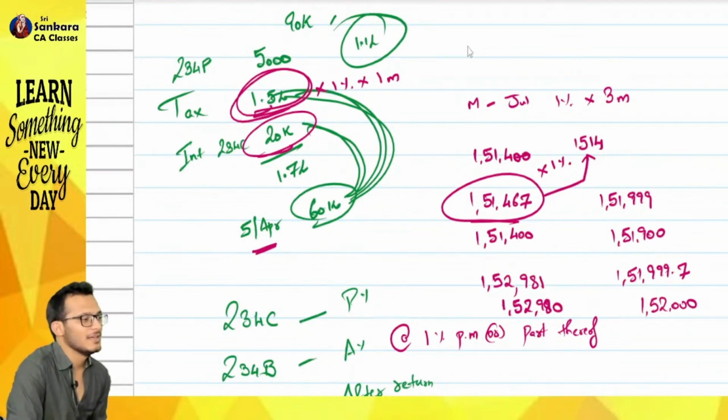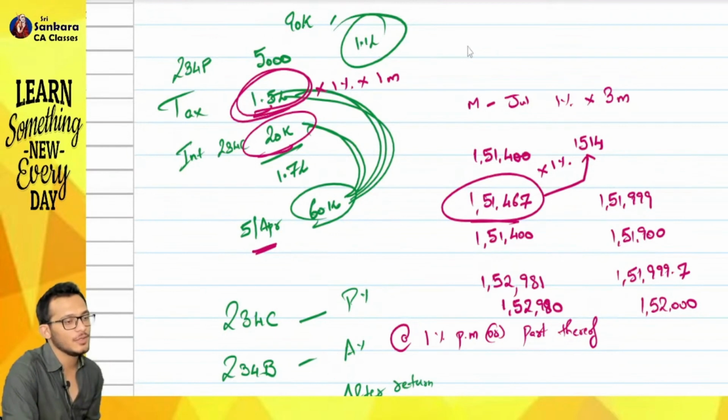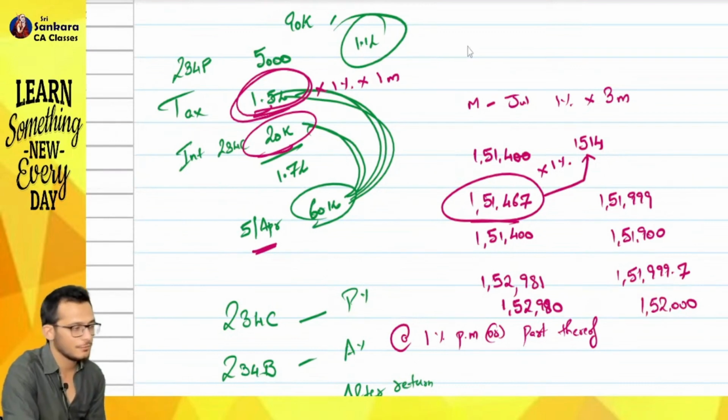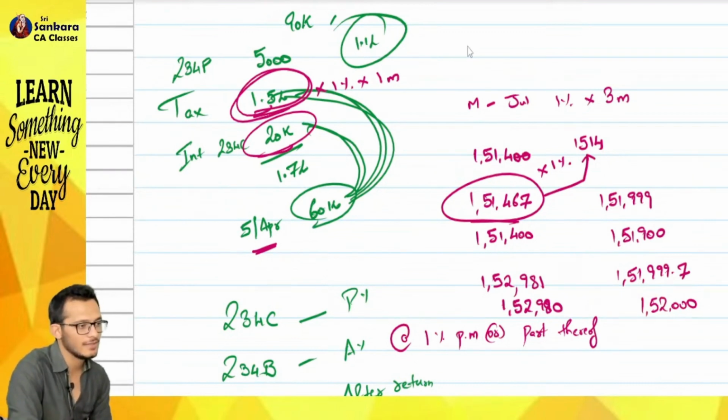Clear? Yes. So only for the purpose of interest, you will round down to the nearest 100, and then you will add both and then you will round off to the nearest 10. Clear? Yes. This is your 234B. With this, we end the chapter. That's all there is in the chapter. Any doubts?